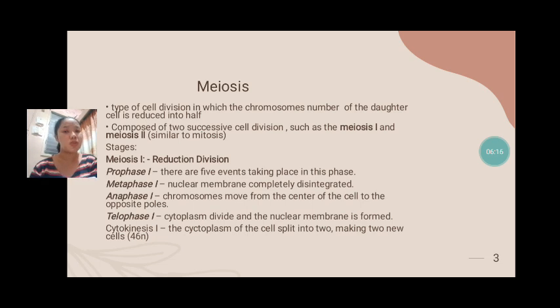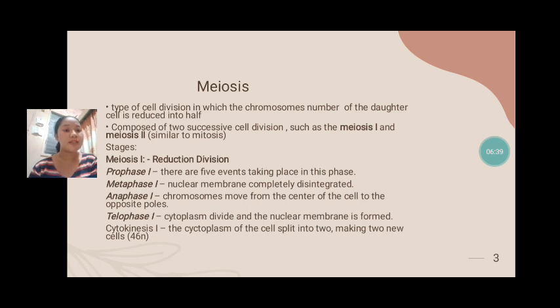Like mitosis, meiosis also has stages. First is meiosis 1, which is called the reductional division. So here are the stages. First is the prophase 1.